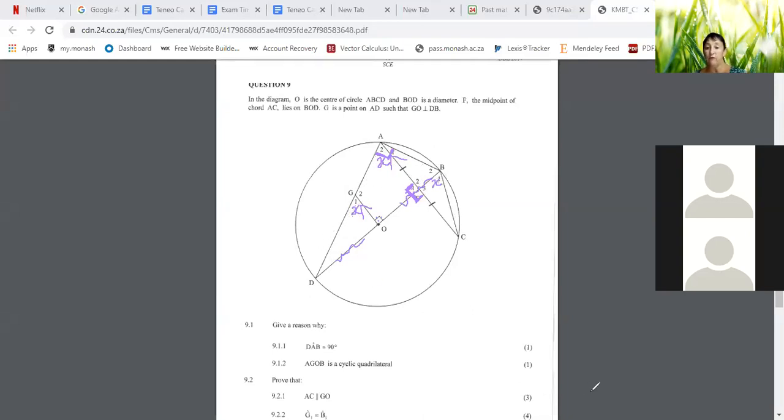It's 4 marks. You say angle G1 equals angle A2, corresponding angles. Why? Because OG is parallel to AC. And then you say angle A2 equals angle B1, angles in the same segment.